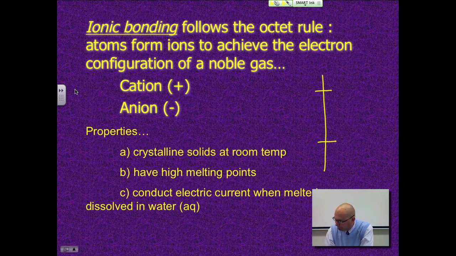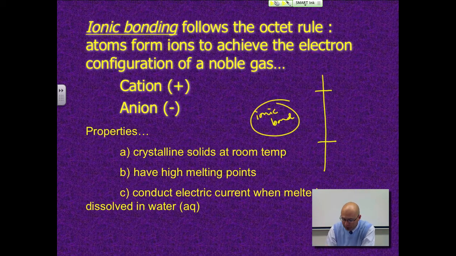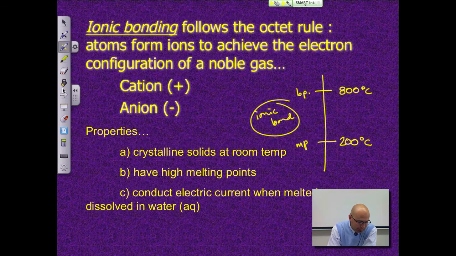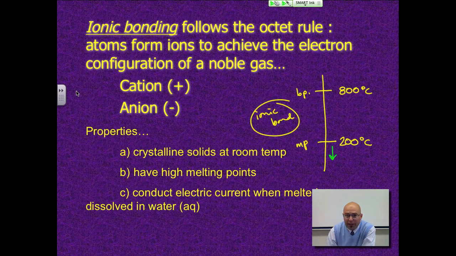Let's think of an ionic bond, and I'm just going to make up numbers here. This is not any element in particular. Let's say that its melting point is 200 degrees Celsius, and its boiling point is 800 degrees Celsius. That means that below 200, it's a solid. Between its melting and its boiling point, it's a liquid. And above, it's a gas, okay?